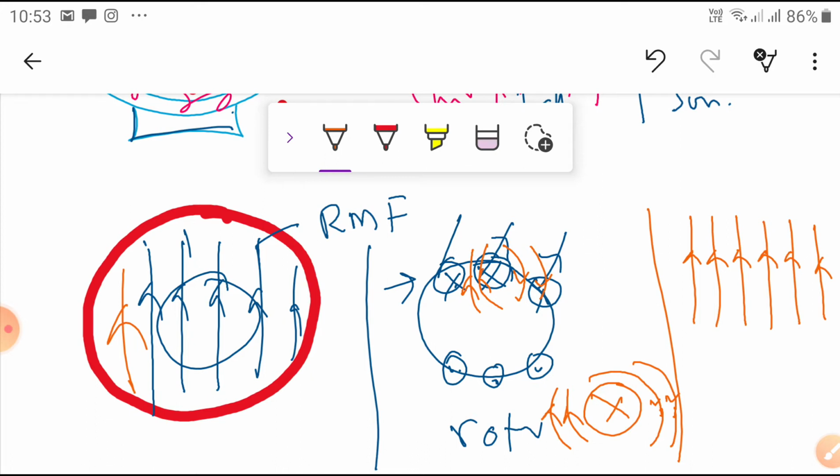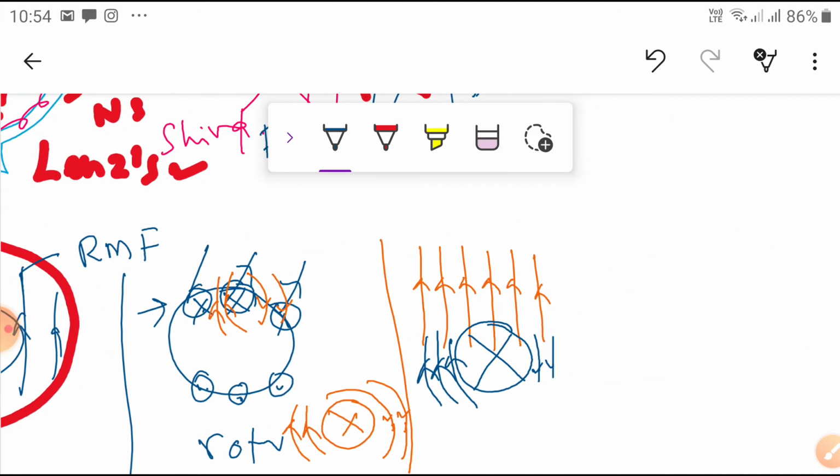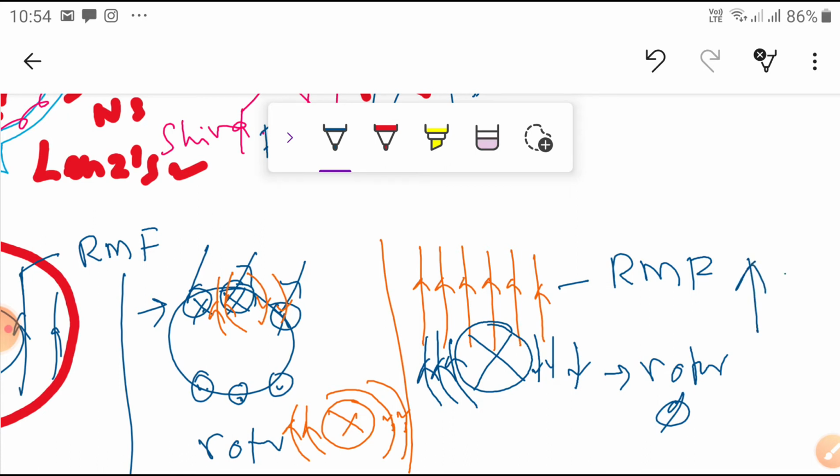And whereas our conductors, the rotor, is going in this direction, and here is the current direction, this one and this one, flowing clockwise. Now what has happened? Here the flux is coming in this direction. This is due to the RMF, and this is due to the rotor field, the rotor flux. Now RMF is in this direction and the rotor field is in this direction.